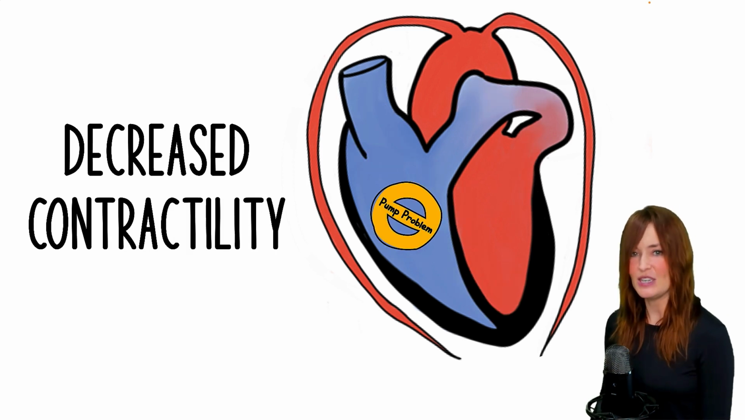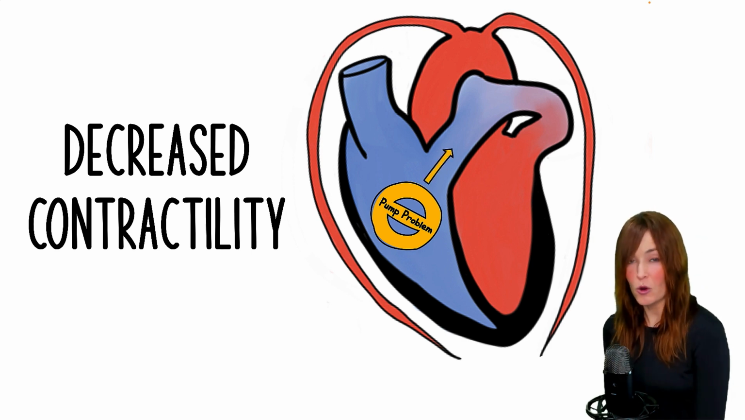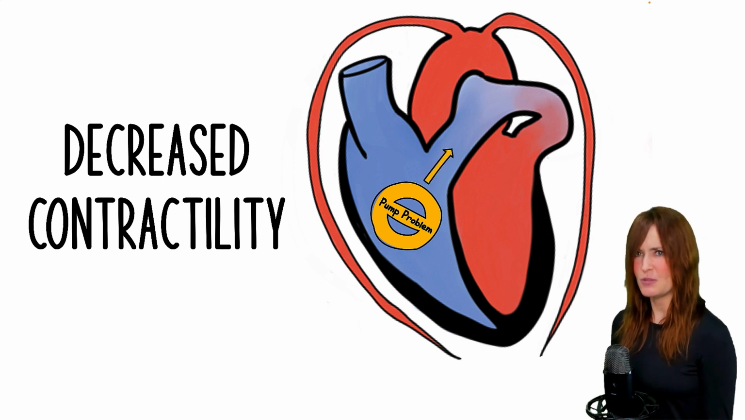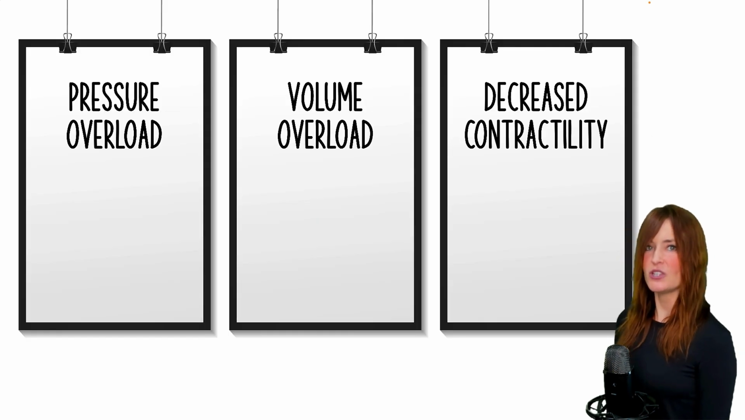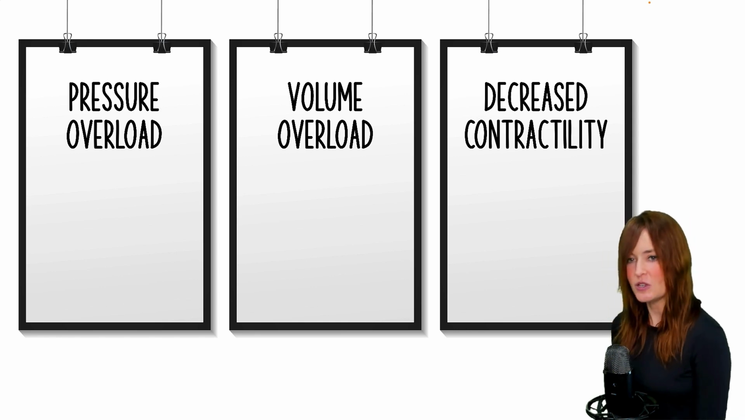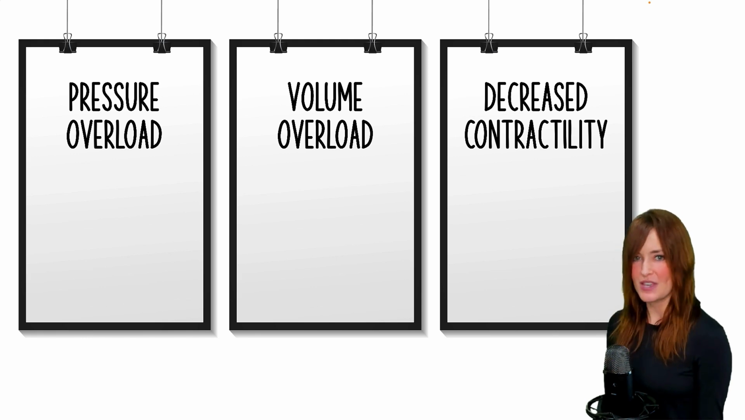And finally, decreased contractility. This is your pump problem. This is when your RV can't push anything forward because there is something wrong with its contractile function, its pump function. It's broken. So, pressure overload, volume overload, and decreased contractility are 3 categories when we're thinking about the causes of RV failure. Now, what are the etiologies of these 3 categories?